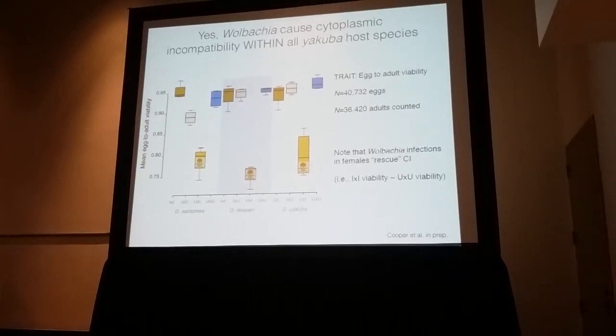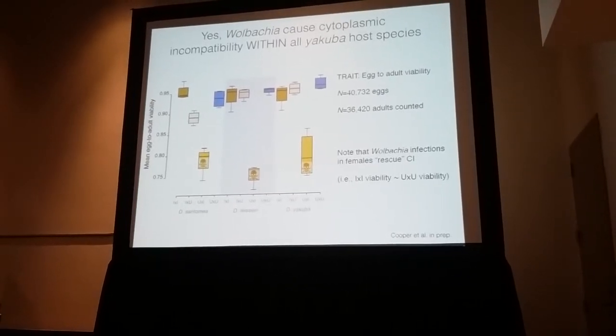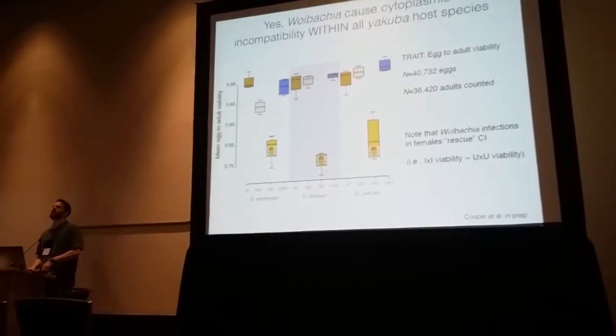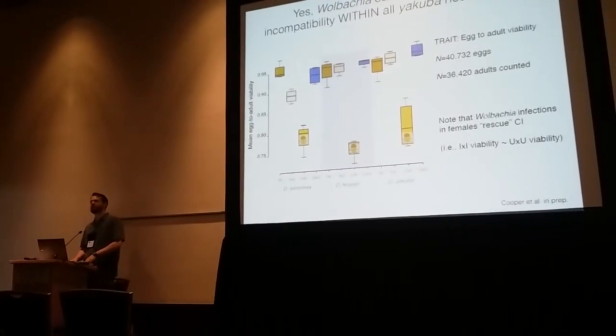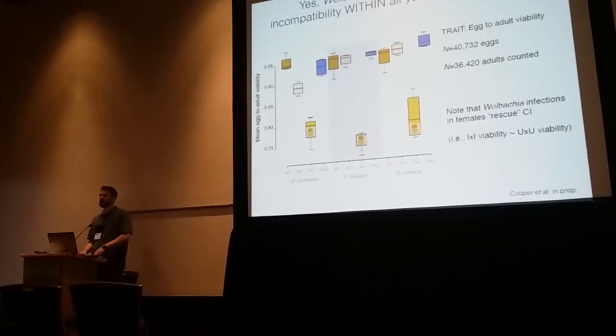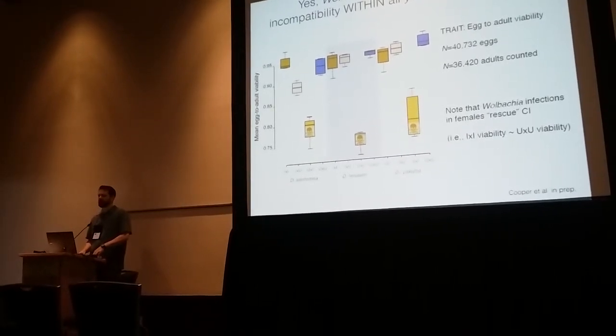The first thing I want you to notice is the 3 low bars within each of those classes. That's the cross between uninfected females and infected males. So what you're seeing here is a reduction in egg to adult viability based on the Wolbachia in that one side of a reciprocal cross.